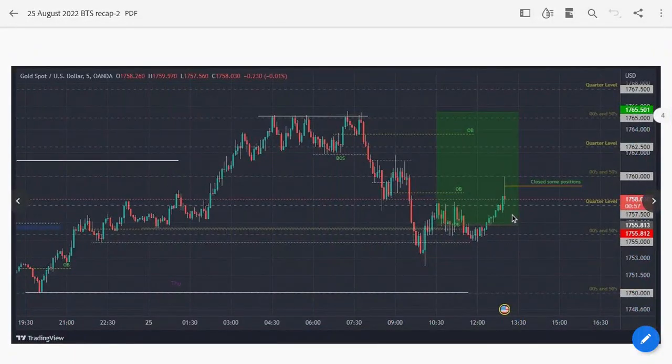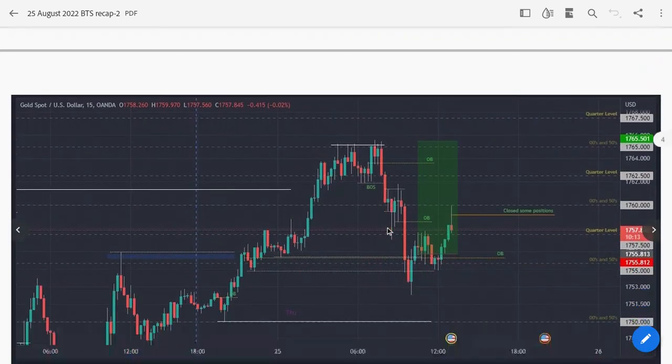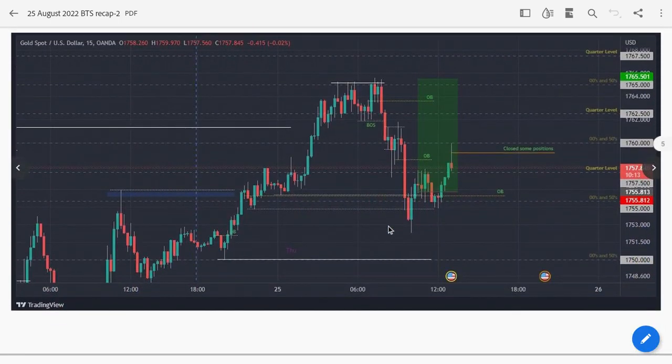As you can see here, I took some profits off the table, moved stop loss to break even, and let the trade run. This is what it looks like on the 15-minute.